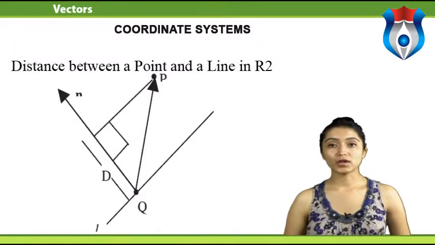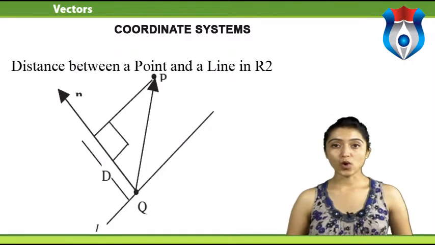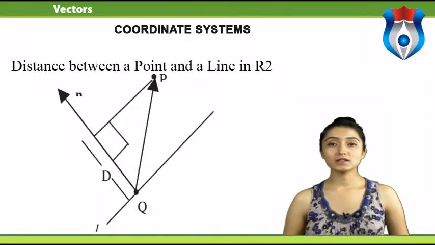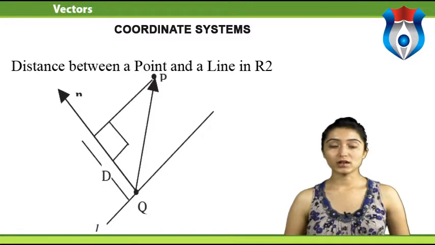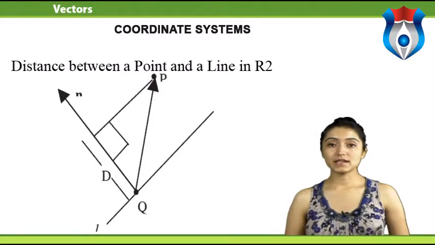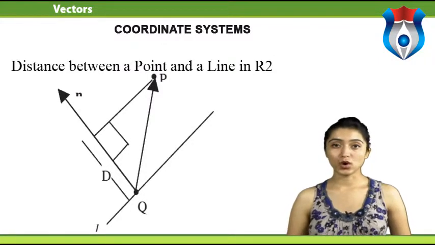Distance between a point and a line in R2. To find the distance d between a point P and a line l in R2, we select a point Q on the line l, then the distance d is the length of the projection of QP on n, a normal vector to the line l.